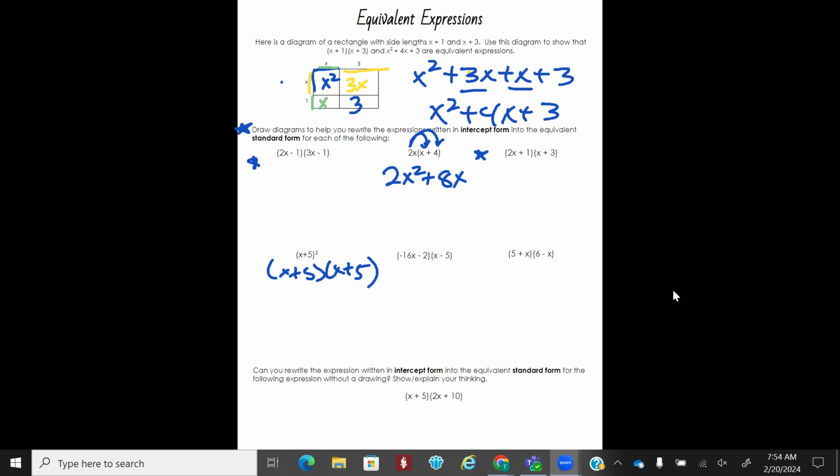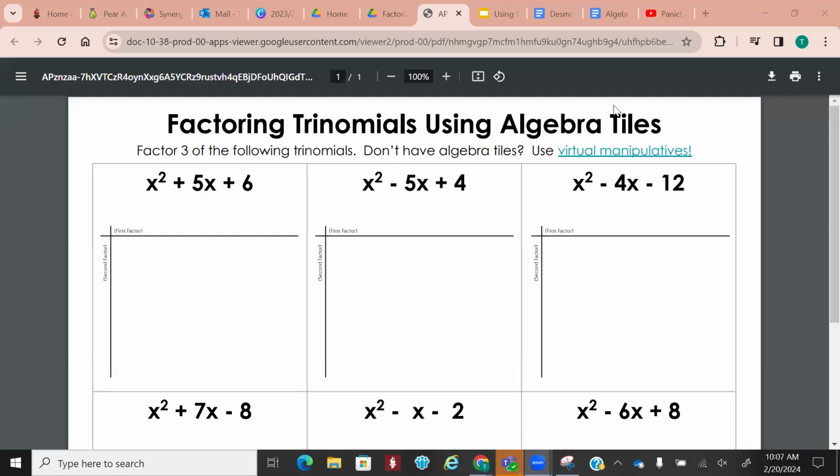Please do not sit there and do nothing. I want to briefly walk you through factoring. Okay. So with factoring, it's kind of like the opposite of multiplying, which is dividing. When we do this, they give us the standard form, and we're trying to break it into factored form or intercept form.